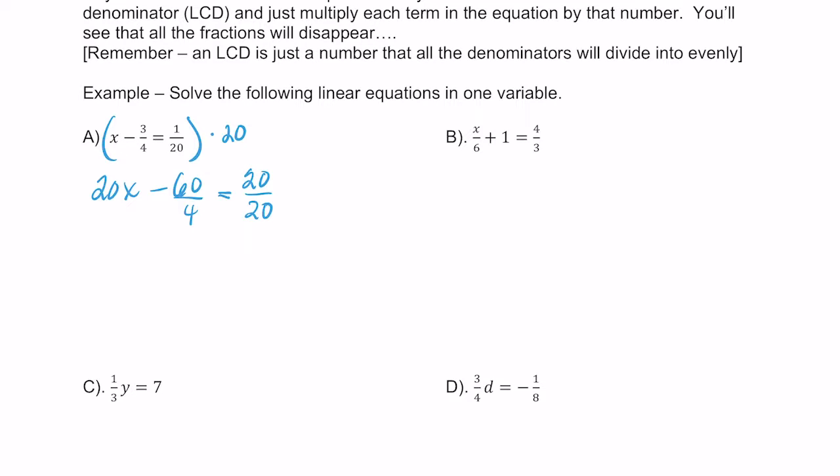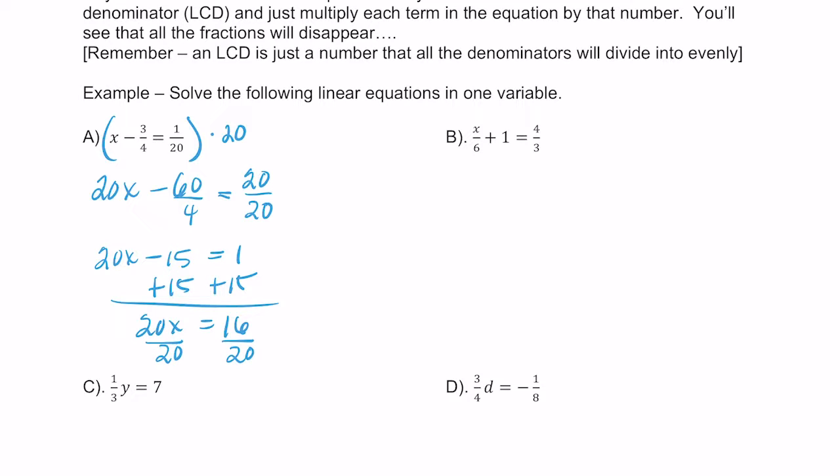Now you can simplify. 60 divided by 4 gives you 15, and 20 divided by 20 is 1. Now I'm going to solve for x. To isolate x, I need to add 15 to both sides, and 1 plus 15 gives me 16. And then I need to divide by 20, and I get x equals 16/20.